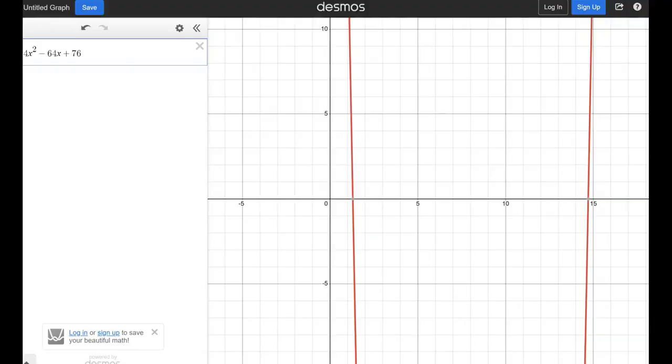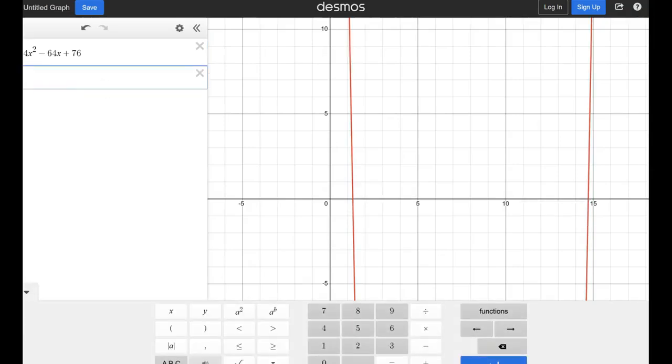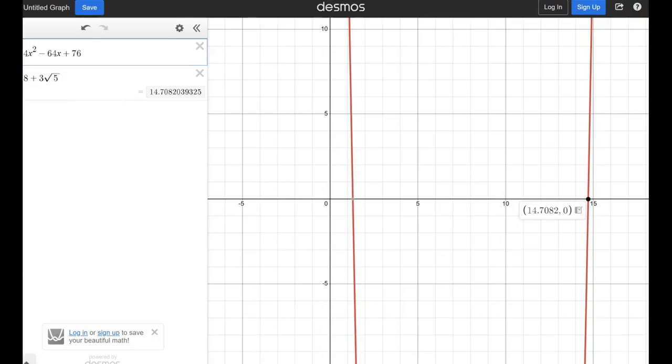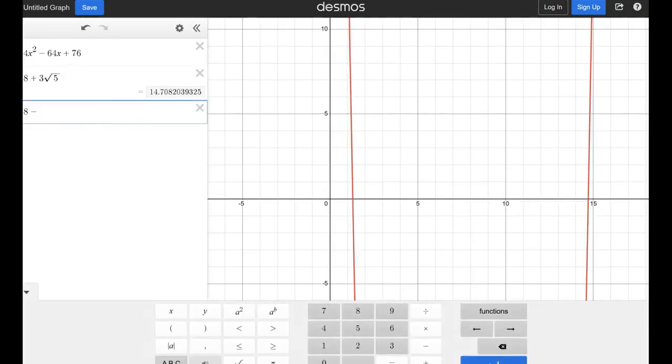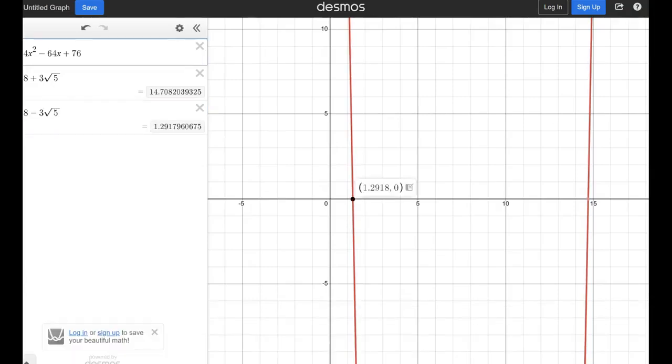Now I know what you're thinking. How could I possibly check that on Desmos? And you actually can, because look, this is the equation, and those are the roots. If I type it in, we've got 8 plus 3 times root 5. There's your 14.7082, so that works right there. And then do 8 minus 3 times root 5. That's going to be that 1.29, and that's this one right there.